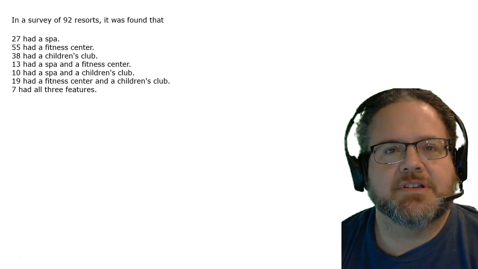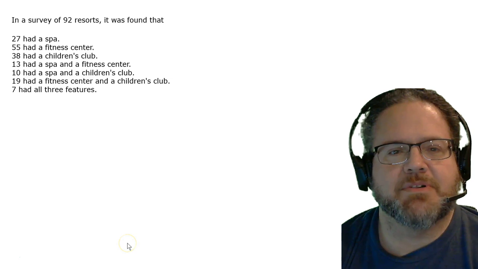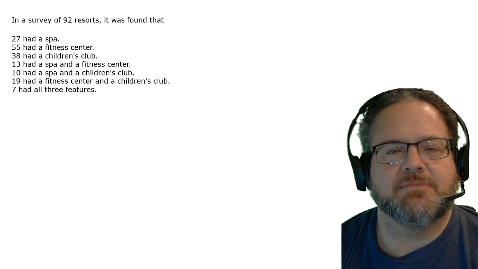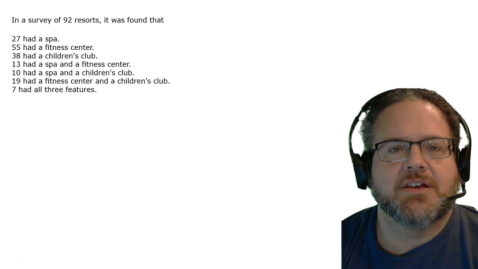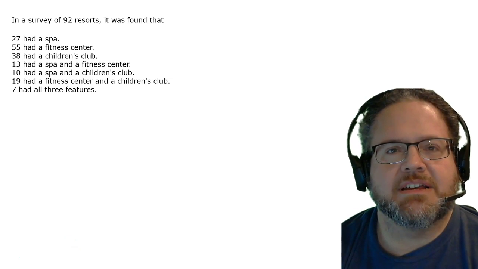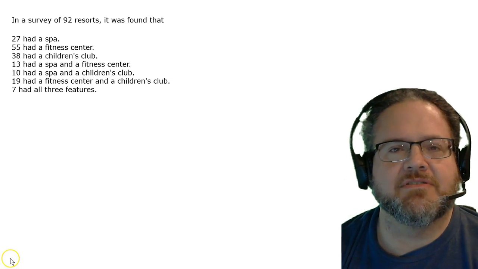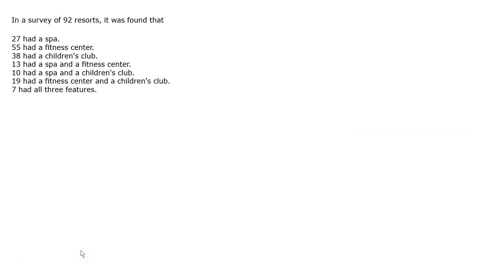To review this problem you just got done doing regarding the 92 resorts having spas, fitness centers, and children's clubs or combinations of them, I'm going to show you how to go through this problem and set up a Venn diagram to help you answer the questions a lot more easily than trying to figure them out other ways. As I start into this example, I'm not going to worry about the questions that you're being asked yet. Let's see if we can construct a Venn diagram that accurately depicts this data that we've been given.